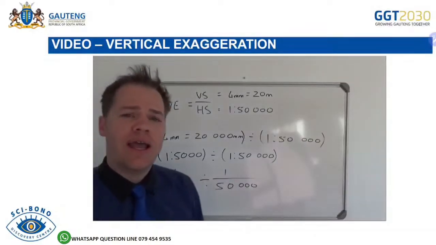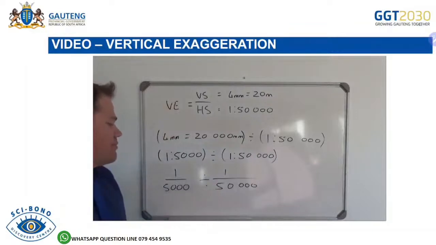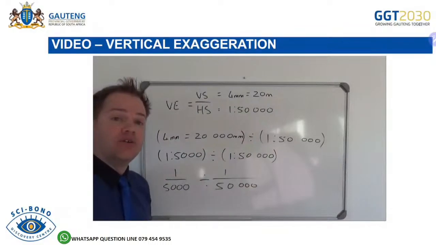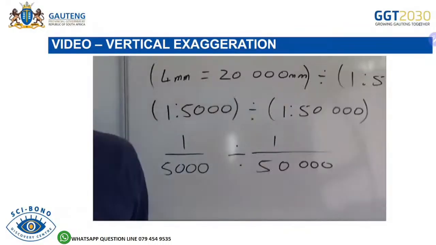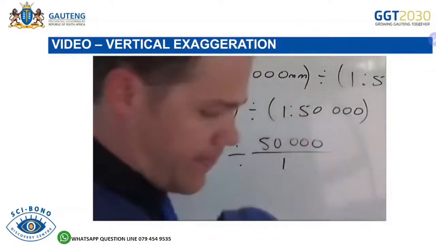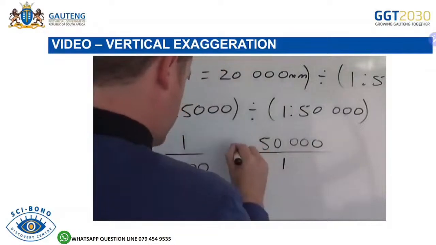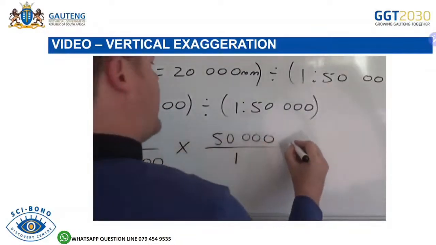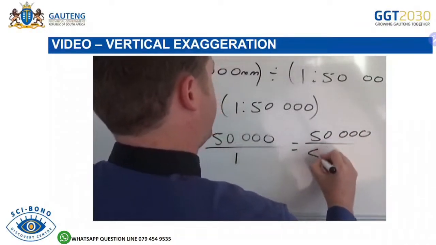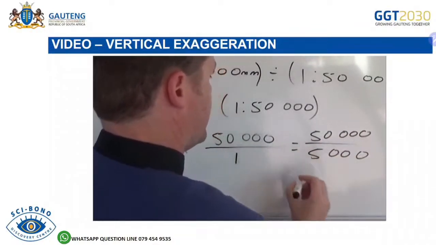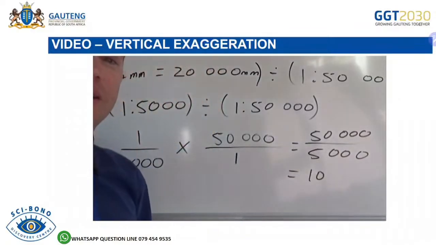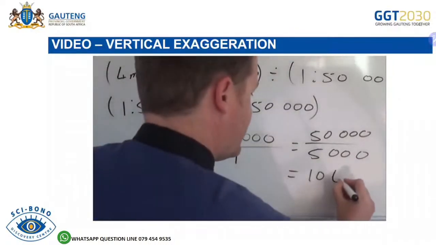Now what we do in maths, when we do a division sum like this, is we swap these two numbers and then we do a multiplication sum. So now we have 50,000 divided by 5,000, and what we'll get is 10. So the vertical exaggeration is 10 times.